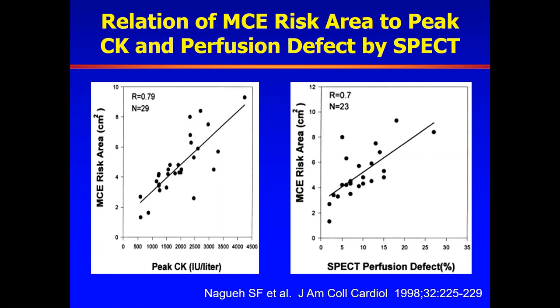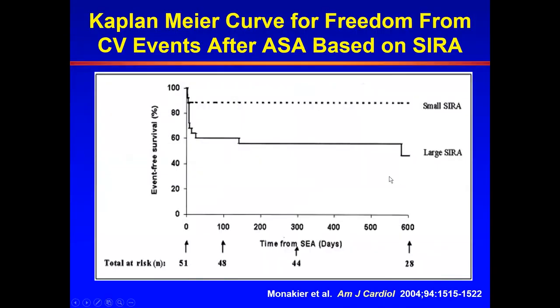The extent of opacification gives you a feel for how much necrosis you will end up with and how much muscle loss will take place, whether you relate that to peak CK or to SPECT perfusion defect. A smaller defect, a smaller infarction, as you would expect, would be associated with lower likelihood of arrhythmias down the line. The arrhythmias down the line are ICD shocks, sudden death, and advanced heart block.